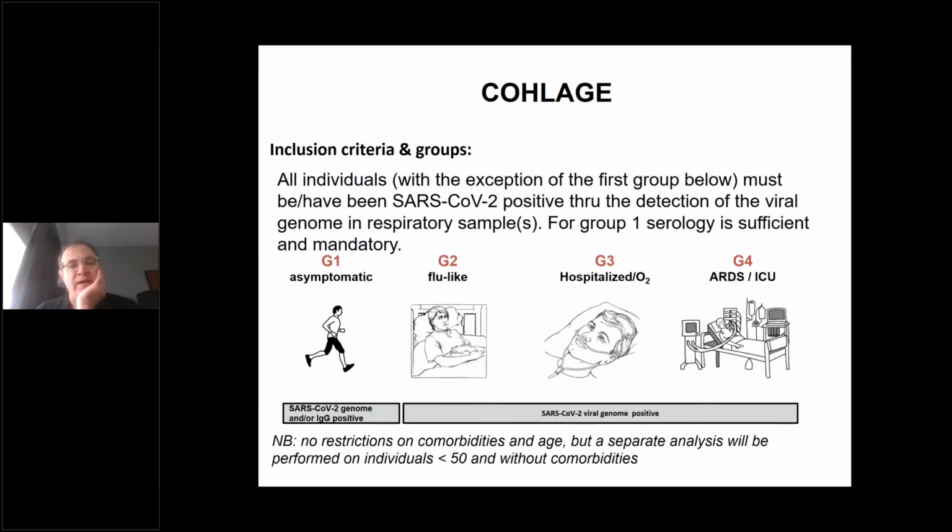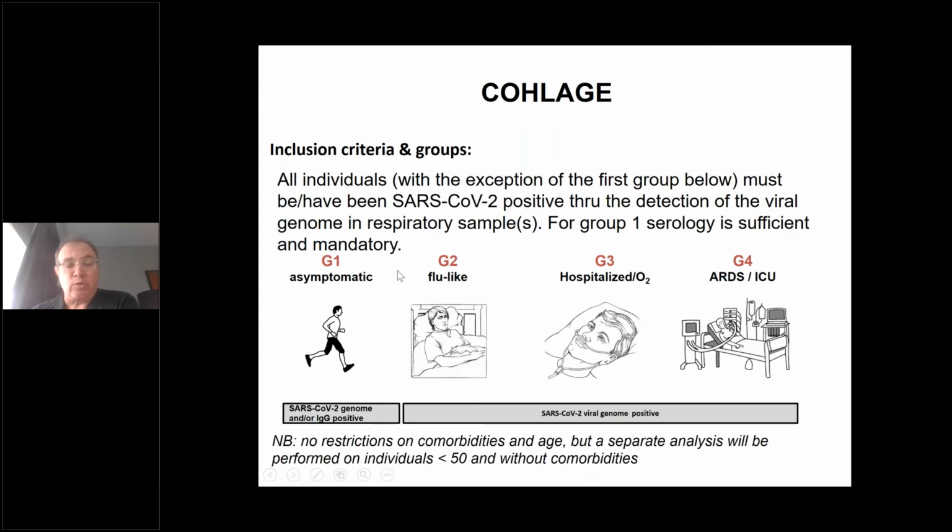Our study is based on 4 categories of individuals and patients, which is basically their real life status of COVID in the human population. So the first group, G1, the asymptomatic individuals. The second group, G2, are individuals who have only flu-like symptoms. Third group, individuals who need to go to the hospital and be hospitalized because of supplemental oxygen requirement. And of course, the fourth group are patients who have ARDS in ICU and are under mechanical ventilation.